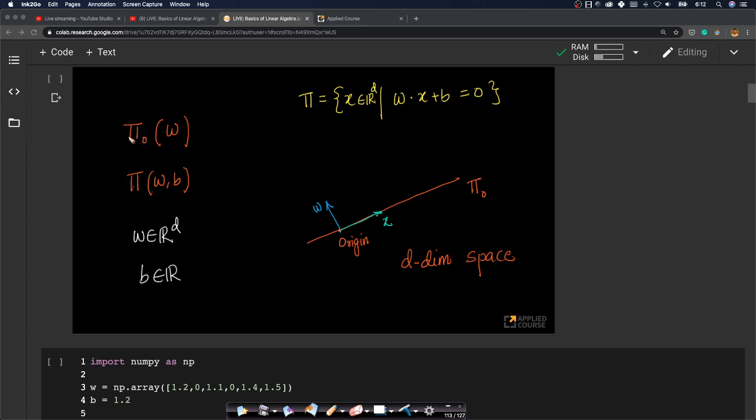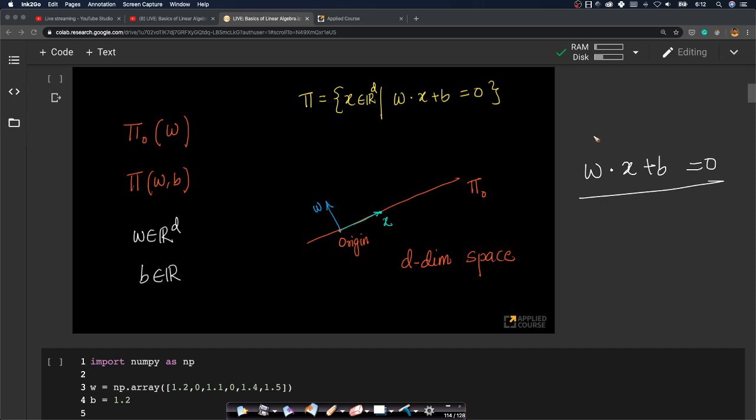Pi 0 is a hyperplane that passes through origin. For a hyperplane that passes through origin, you just require the normal to the hyperplane. That's good enough to represent it. I'll represent pi like this, without the 0, if it is a hyperplane that doesn't pass through origin. So it requires both w and b. And what is the equation of the hyperplane? It is very simple: w dot x plus b equals 0.